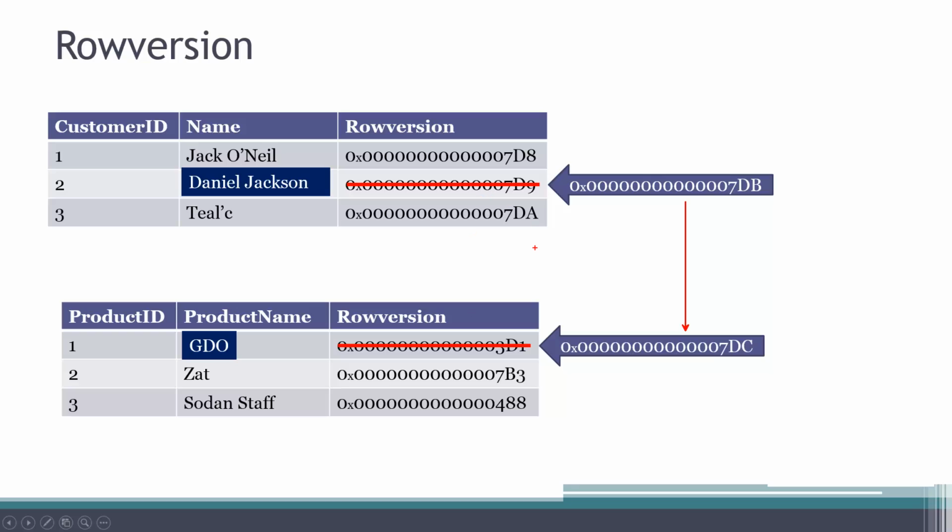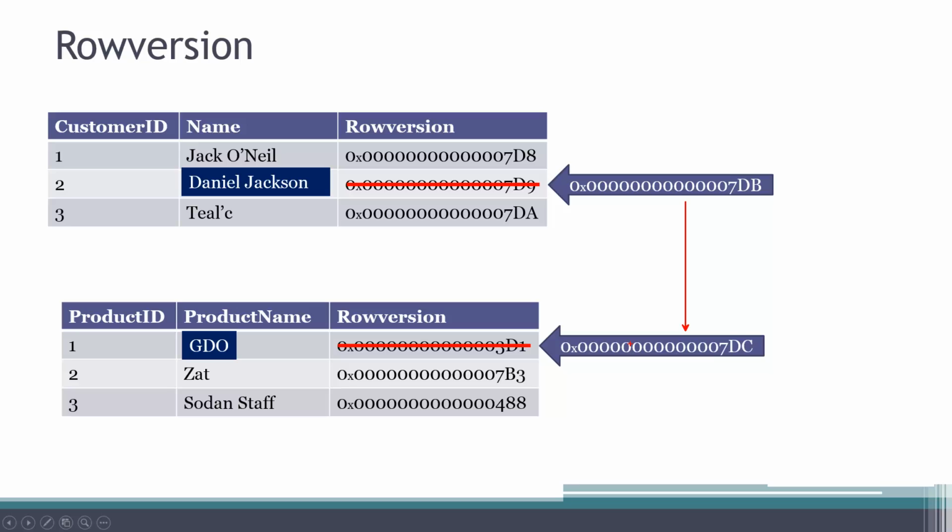And as rows in different tables change, they will get increasing row version values in each one. So not only can you tell now whether a row has changed, but you can also tell which tables have changed.